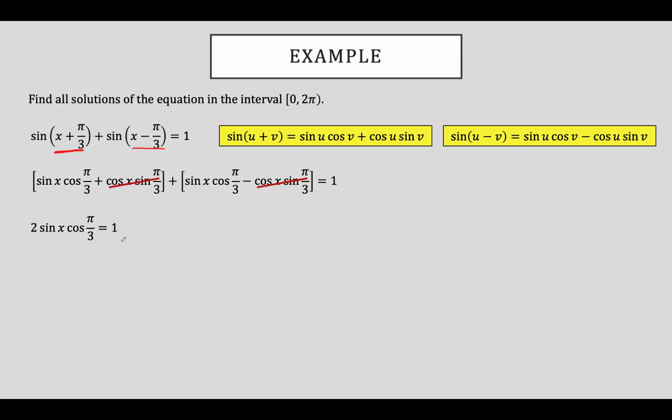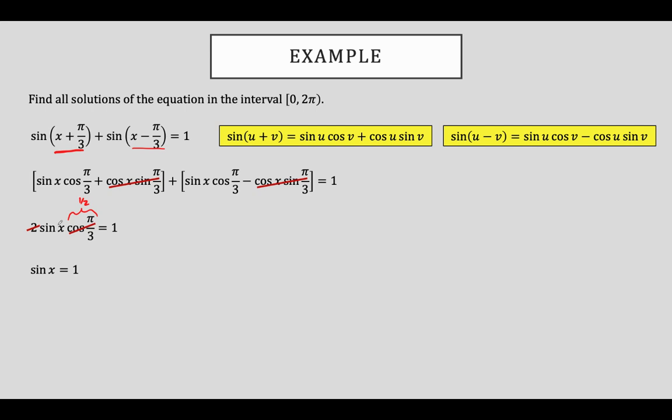Now, the cosine of pi over 3, we can actually evaluate using our unit circle. We find the angle pi over 3 on the unit circle, look for the corresponding x-coordinate. The cosine of pi over 3 is 1/2. Well, 2 times a half, those are going to multiply to just give us 1. And we are left with sine of x is equal to 1.